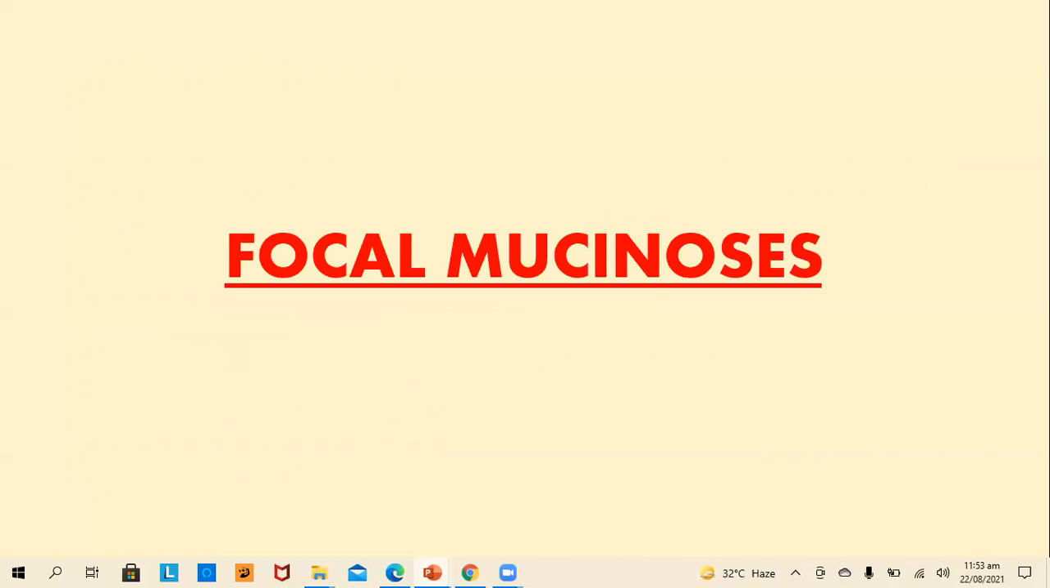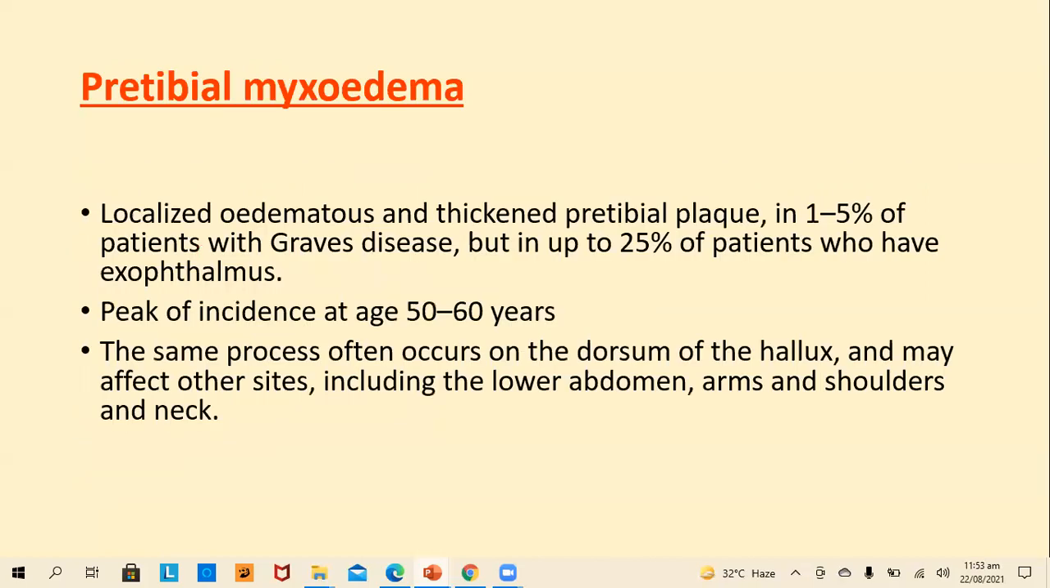Now we are going to discuss the second heading or second topic of today's discussion, that is the focal mucinosis. Among the focal mucinosis, we are going to discuss a few conditions separately. So the first condition is the pretibial myxoedema.